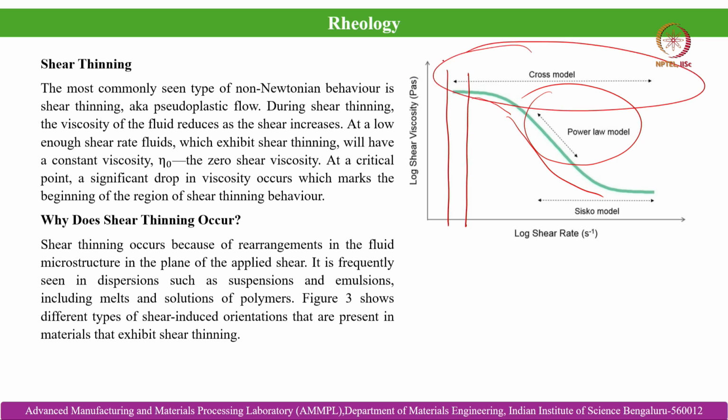That means, starting from the zero shear viscosity, which can be termed as eta 0, it is highly shear thinning. Again, there is another constant when it approaches, where even if you increase the shear rate further, the viscosity does not drop beyond that. So, for the whole region of the curve, the cross model is applicable. So, at a critical point, a significant drop in viscosity we have discussed.